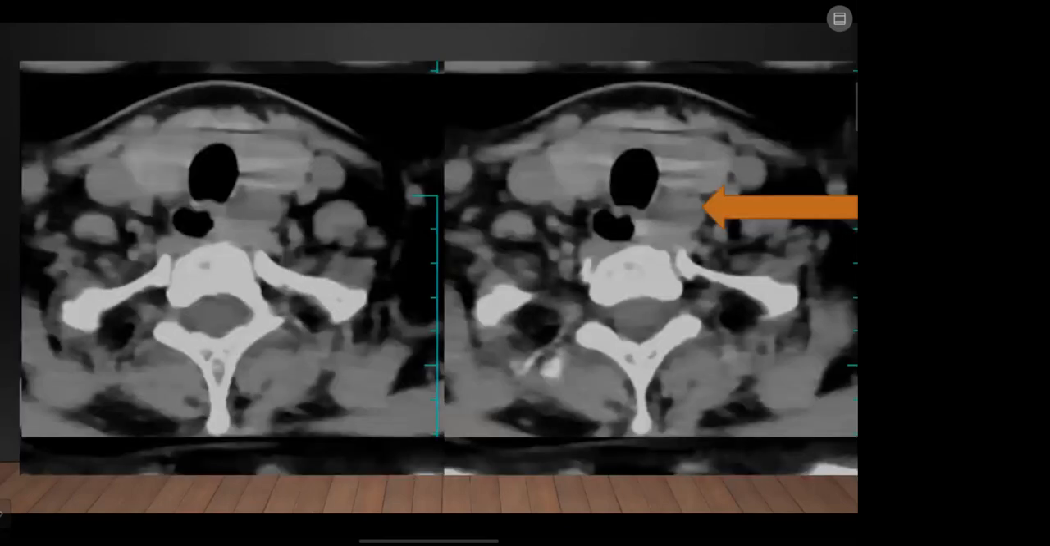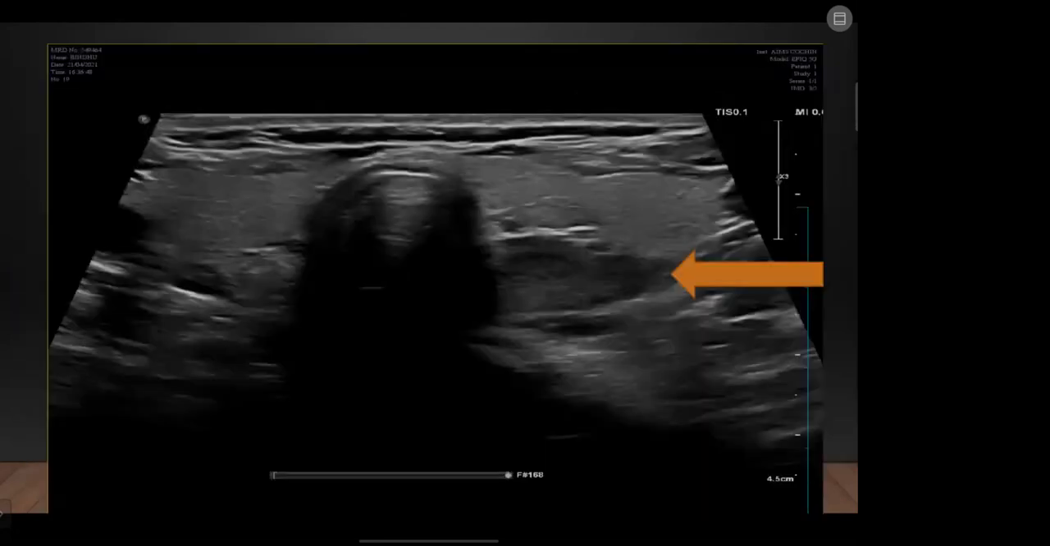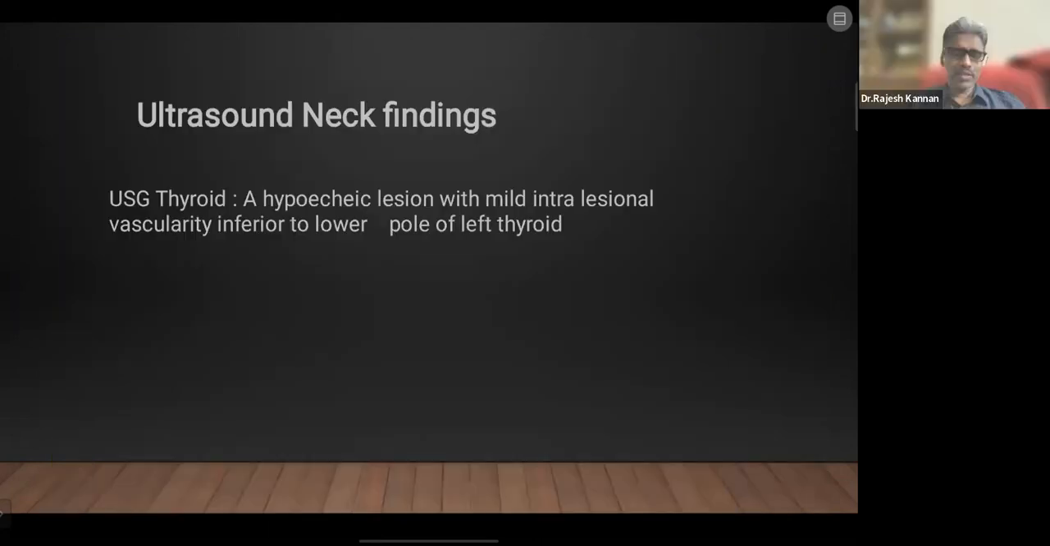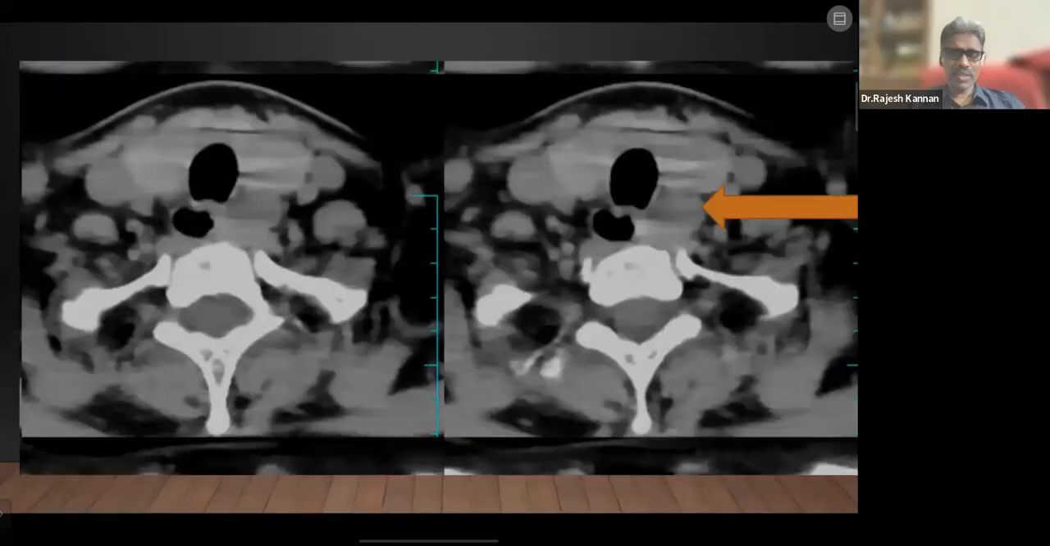Then, sir, this patient got a CT neck with contrast done, and it showed a hypodense nodule involving the inferior aspect of left thyroid, sir. Then one ultrasound correlation was done, which showed a hypoechoic lesion in inferior aspect of left thyroid with rim vascularity. So if you see a lesion like that on ultrasound, what are all the possibilities you'll think of?